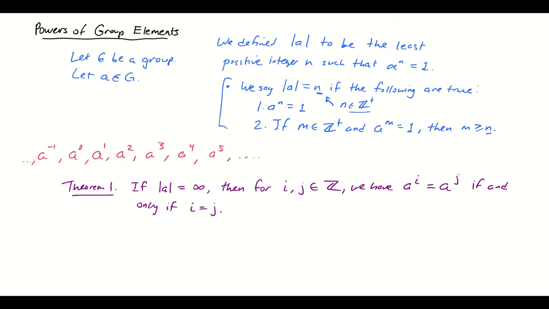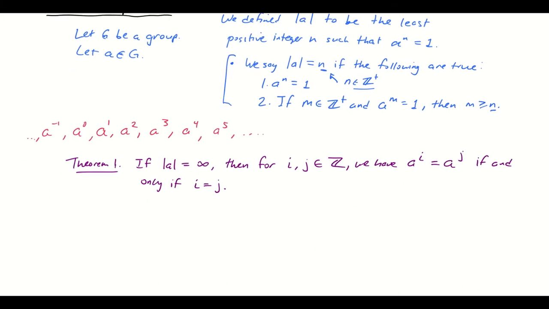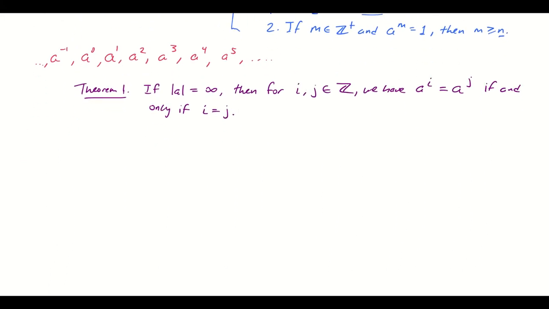And the reason that says that is because we're saying a to the i equals a to the j. Two powers of A are the same only if they're the same integer power. That is, the exponents are the same integer. In other words, if the exponents are different integers, then these will be different group elements. So now let's prove this theorem. So what we're saying is if A has infinite order, you will never see a repeat in this list, which is kind of remarkable, actually.